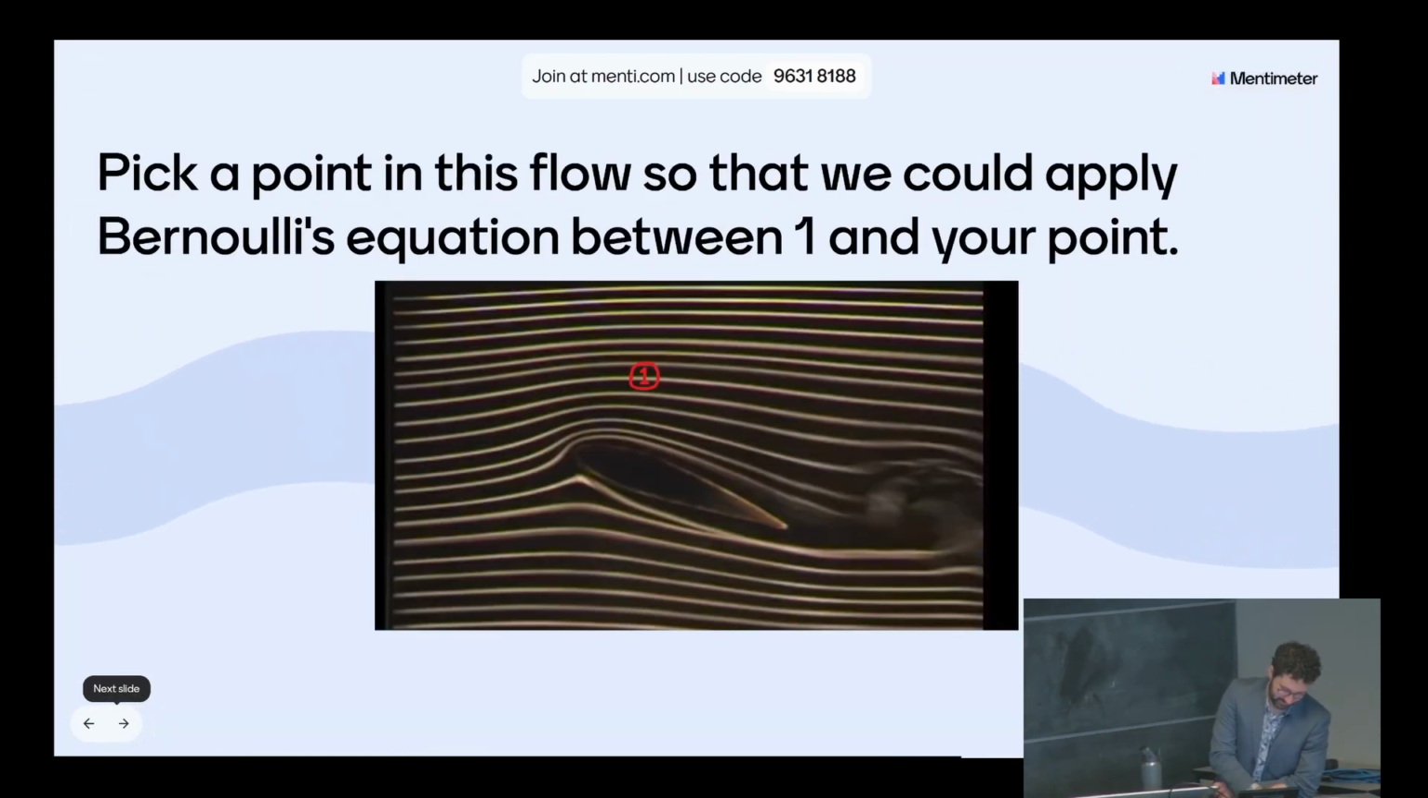Okay, let's do this one, and then we can end a little bit early. Before you put the point down, the question is to pick a point in this flow so that the energy balance will hold between point one and your point. I'm seeing the general trend here. The important thing is that it should be connected by a streamline to point one, assuming this is a steady flow.